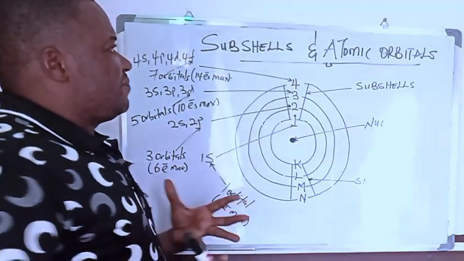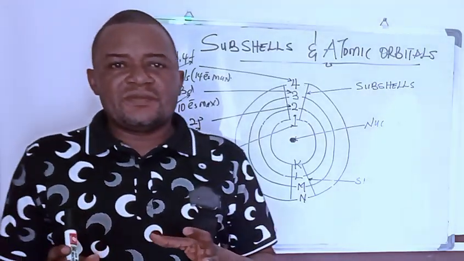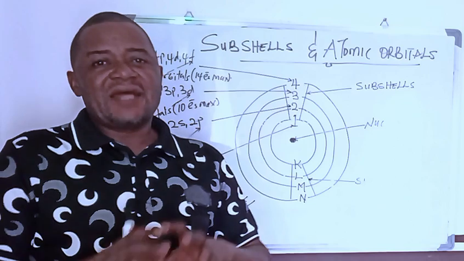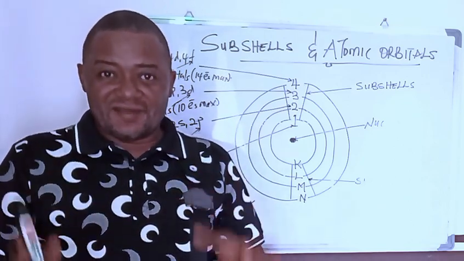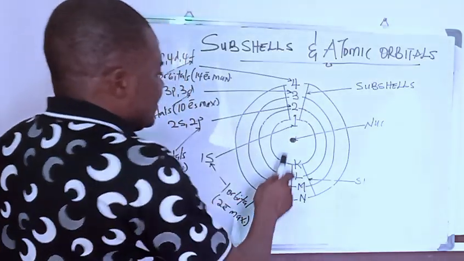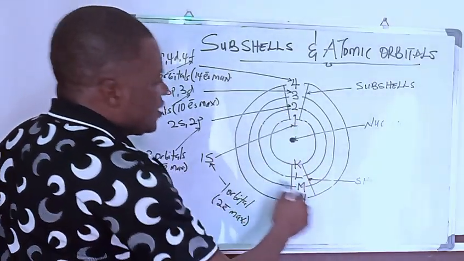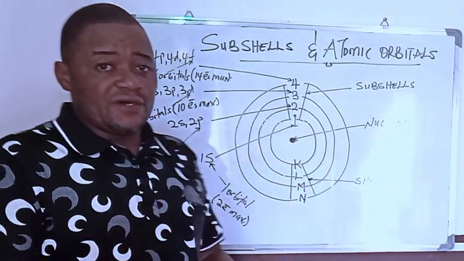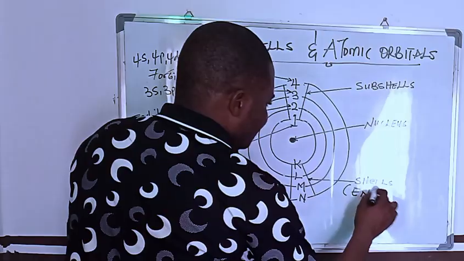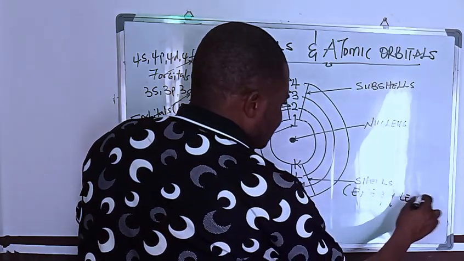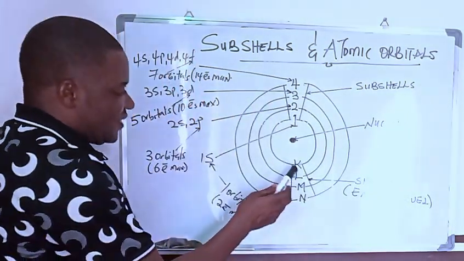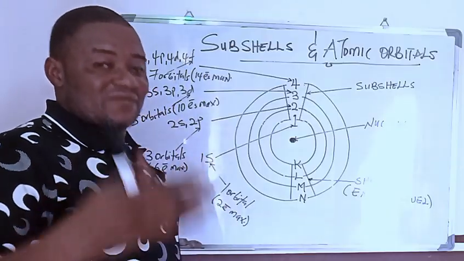Now, do you know that a typical atom possesses what we call shells? These shells are also described as energy levels. If you look at the nucleus, you have these circles around it, and each of these circles describes a shell, that is, an energy level. So you have energy level 1, energy level 2, energy level 3, energy level 4, and they continue counting.